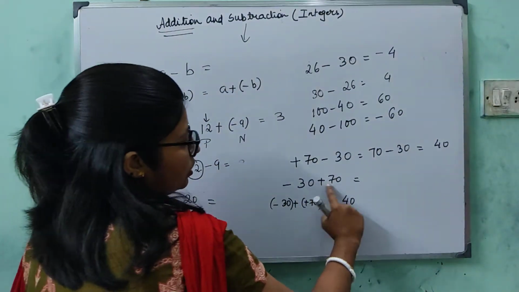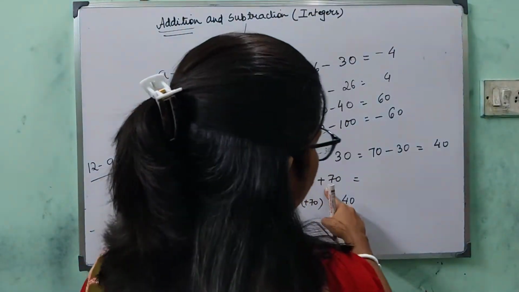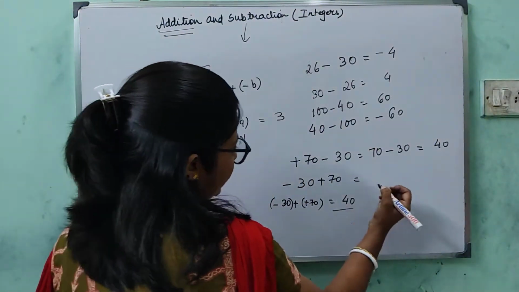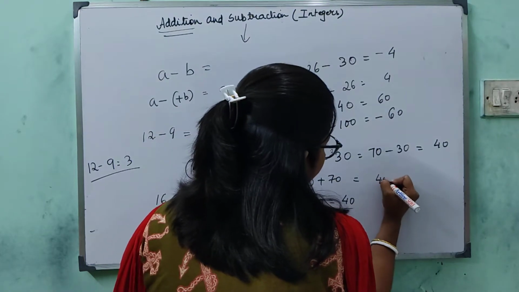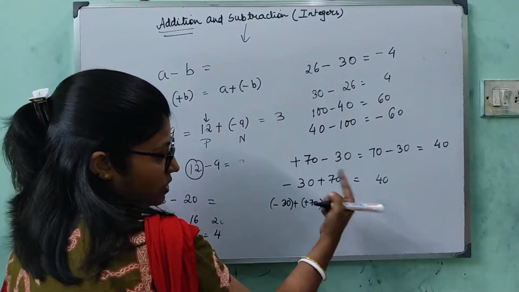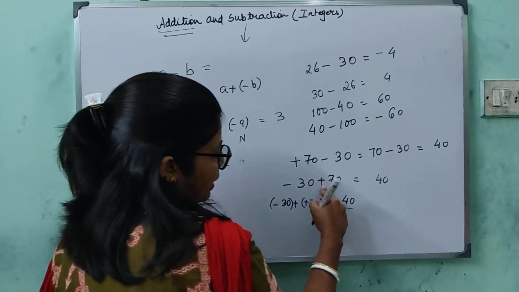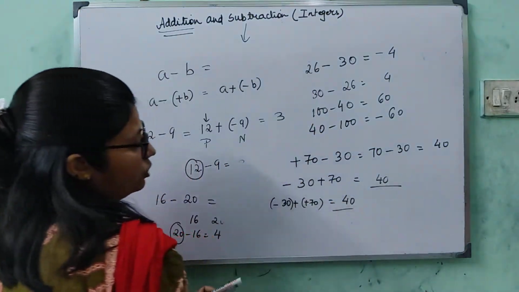So here you see two different signs, which means we will do minus first. 70 minus 30 is 40. Because 70 is more, the sign of 70 is plus, so plus 40, or simply 40. Okay.